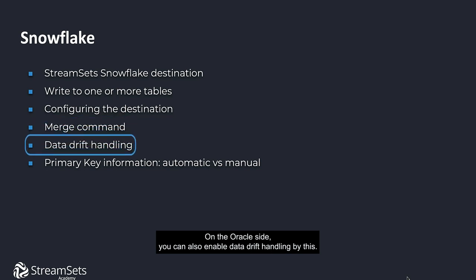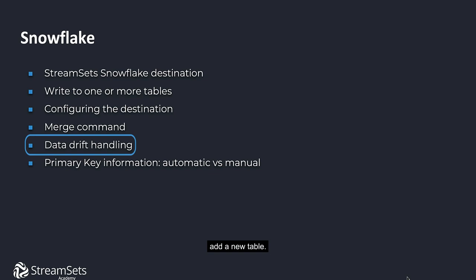You can also enable data drift handling. If there is a change in the structure of the table or one of the underlying tables, the same changes will be done on the Snowflake side automatically for you. So if you add a new column, it will be added in Snowflake. Add a new table, that new table will be added in Snowflake as well. So you can enable this data drift handling, and you don't have to make any changes. The pipeline does it for you.